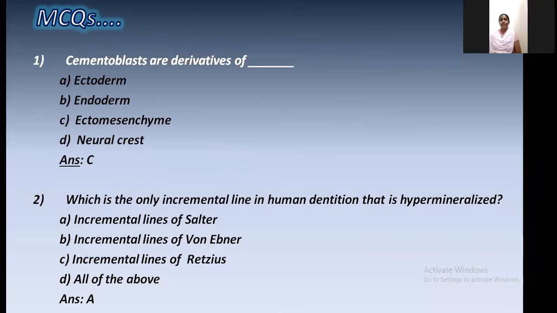Now students, from cementum, a lot of one-word questions will be asked, especially based on Schroeder's classification. So kindly pay attention. Cementoblasts are derived from dash. The answer is ectomesenchymal cells of the dental follicle. Second question: which is the only incremental line in human dentition that is hypermineralized? Answer is A, incremental lines of Salter. That is, the incremental line of the cementum is the only hypermineralized incremental line. That's all, students. Thank you.